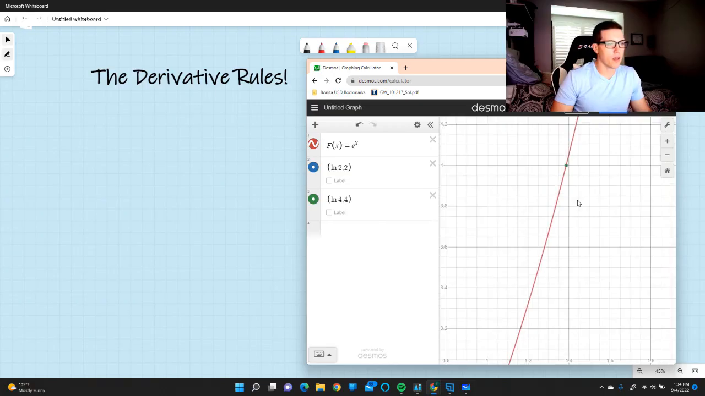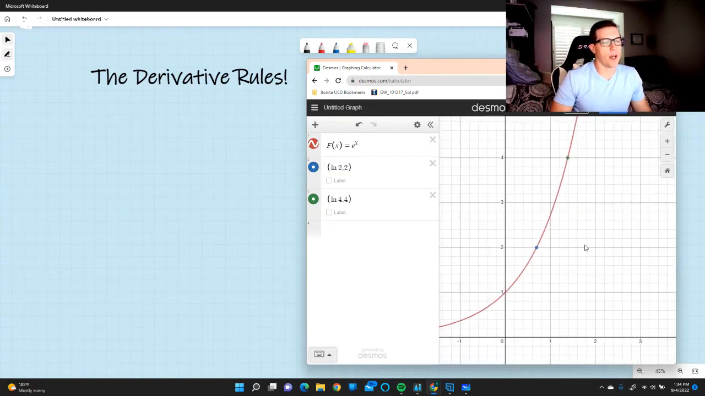Which gets us to the first shortcut. The derivative of e to the x is e to the x. And we know that from last year. You don't have to do the definition of the derivative. You don't have to do any of that. It's one of those ones you just have to memorize. The derivative of e to the x is e to the x. So the derivative at 4 for the e to the x curve is e to the 4.